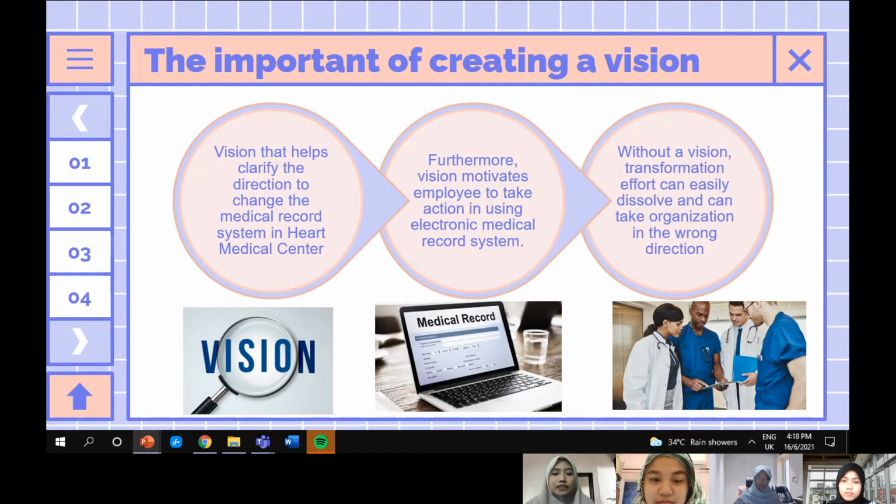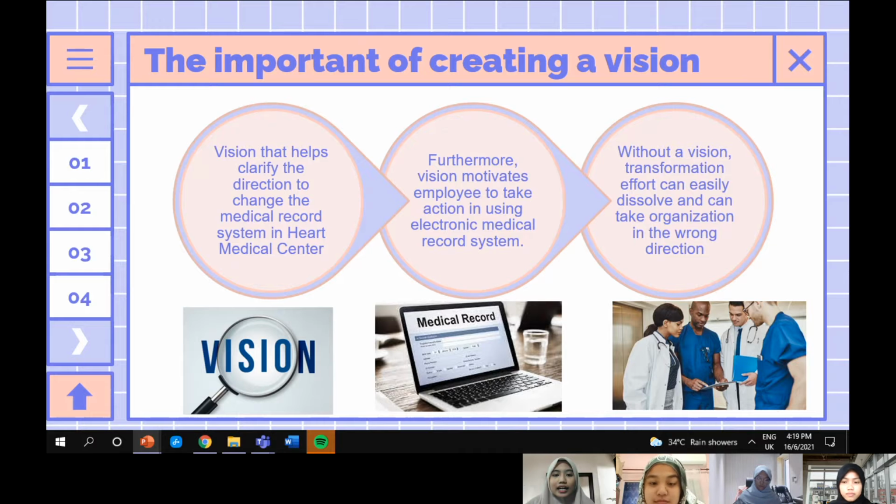Furthermore, vision motivates employees to take action in using the electronic medical record system. A vision statement itself should motivate the organization's employees and outline the ultimate goals. By using this new technology, the medical center will grow successfully because the new electronic system can improve diagnosis and treatment and also reduce errors. So employees can enhance care and the decision making response from assigned medical professionals.